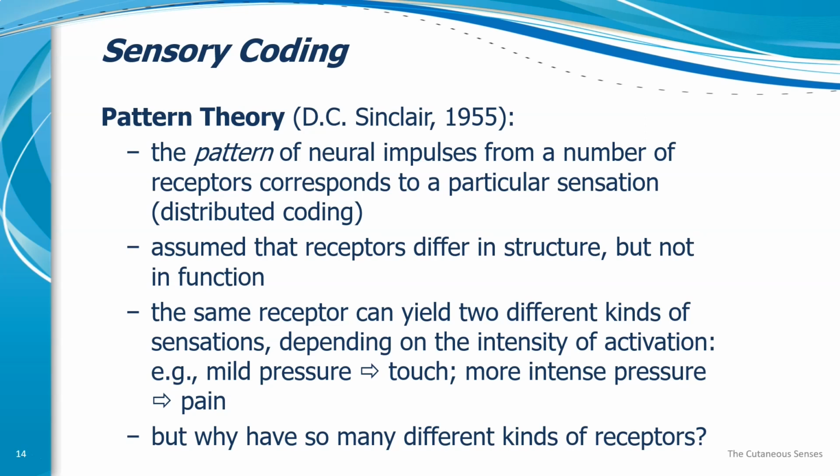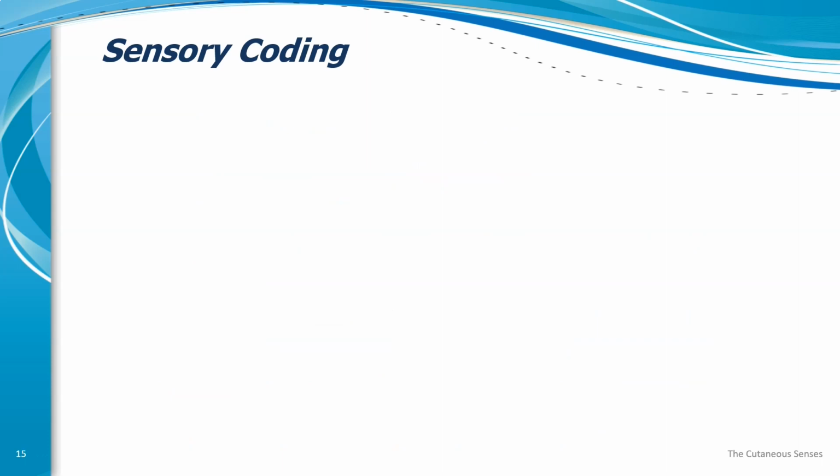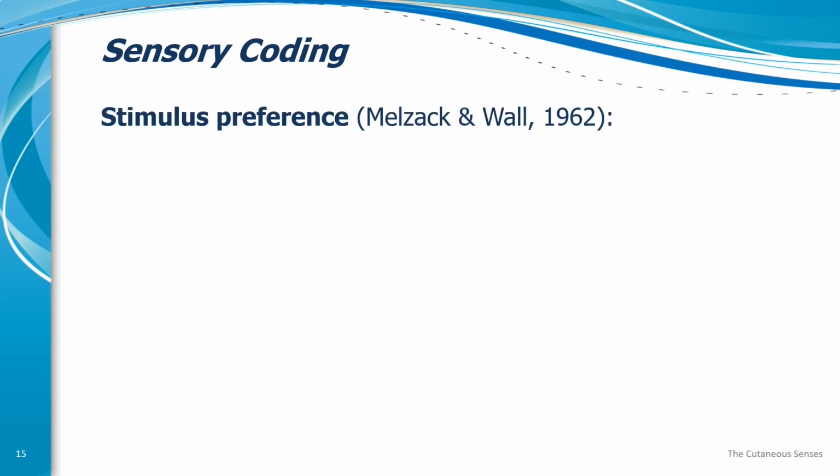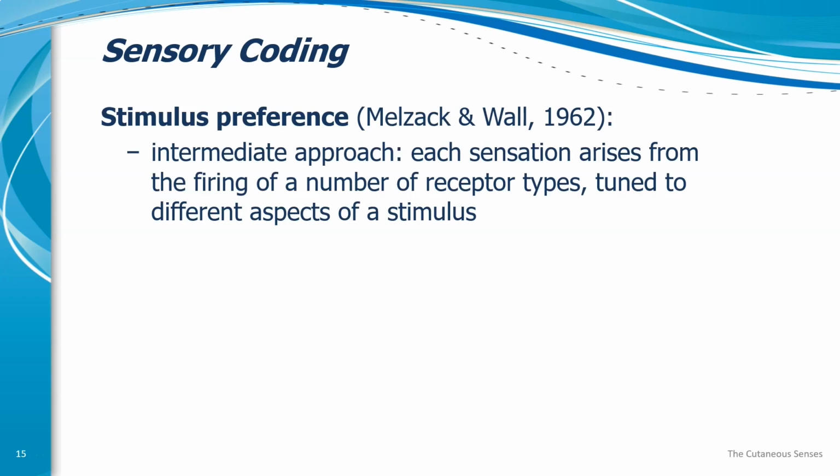That seems pretty implausible. So maybe the answer isn't one or the other, neither of these two extremes, but somewhere in the middle. It's an idea called stimulus preference. It is an intermediate between those two extremes. So maybe it depends on certain receptors being activated by a particular stimulus and also their firing rate. So maybe the receptor structure is tuned to an aspect of the stimulus. It's a bit of a subtler notion.